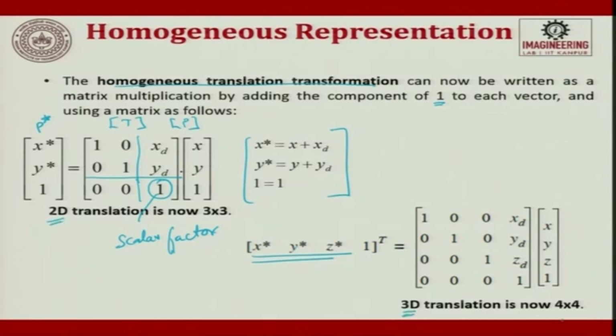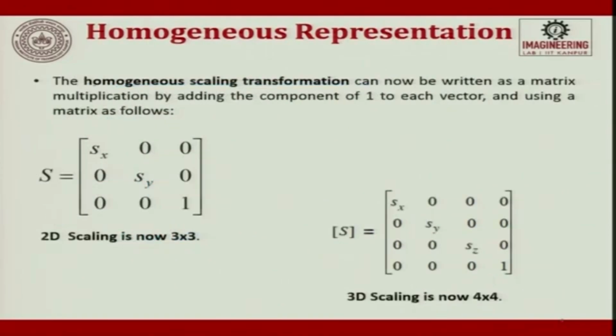When you write it in 3D, you will have a 4 cross 4 matrix multiplied with the points x, y and z, and then you get the output. When we write the homogeneous scaling transformation, it can now be written as a matrix multiplication by adding the component of 1 to each vector using a matrix as given below, as this is what we studied. Now we get the homogeneous scaling transformation by writing it in 3 cross 3. Same for 4 cross 4.